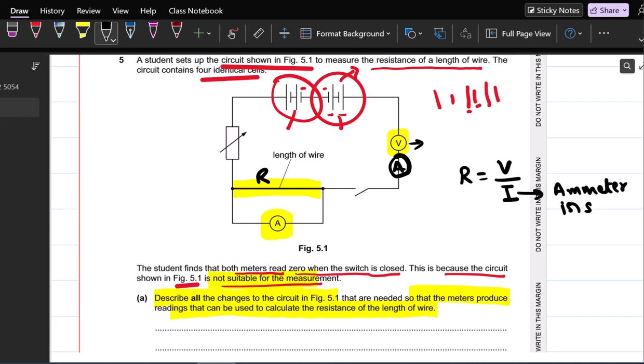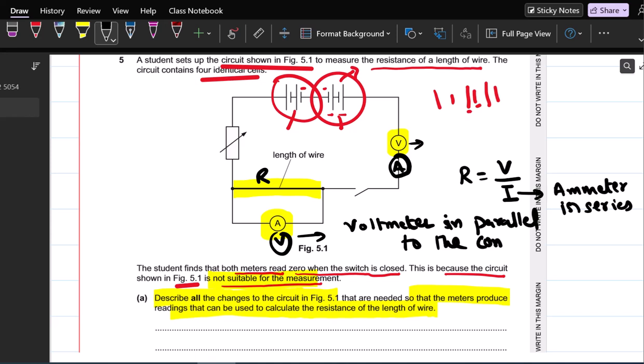Ammeter in series. And voltmeter should be connected here. Voltmeter is connected across the component, voltmeter in parallel to the component. One thing. Second is that we have to reverse the polarities. So this is what you have to describe here, the changes which are required.